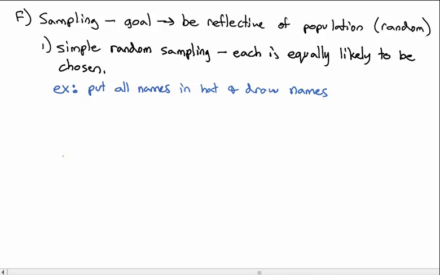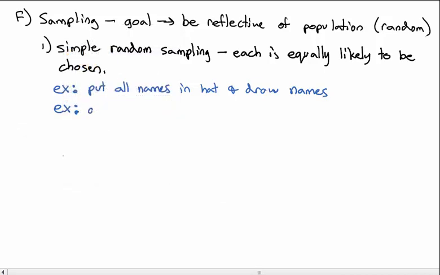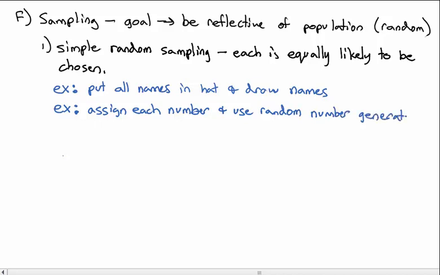Kind of a newer way that we do this now is we assign each a number and use a random number generator. And fortunately, you have a random number generator on your calculator. So let's take a look at that.